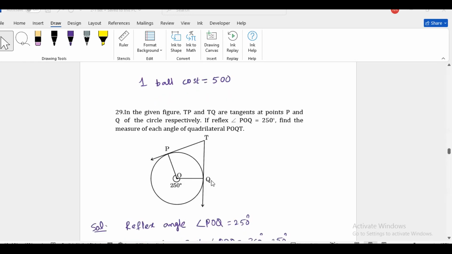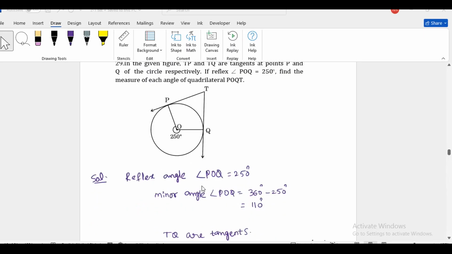Here is the given reflex angle POQ, and TP and TQ are two tangents. We need to find each and every angle in the quadrilateral POQT. Reflex angle POQ is equal to 250 degrees. We need to find the minor angle POQ. Subtract from 360. 360 minus 250 is equal to 110 degrees.